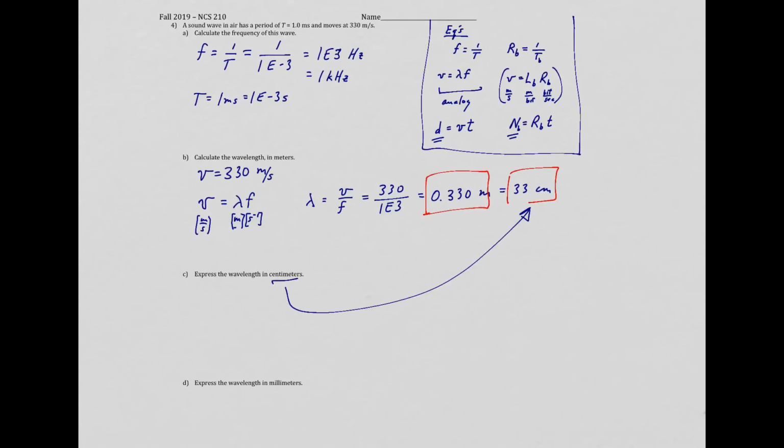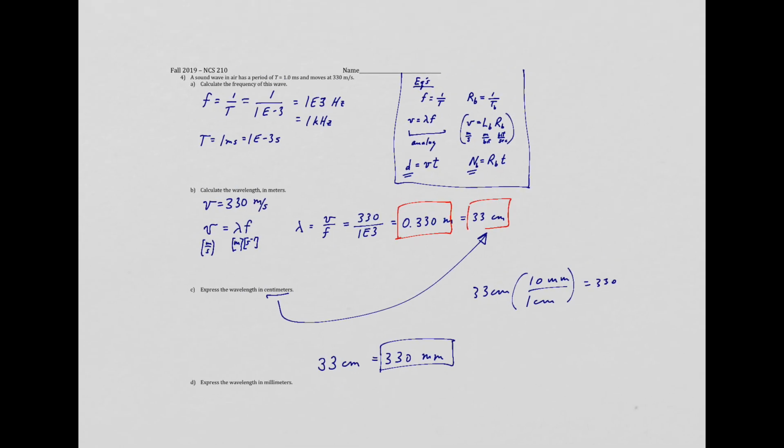Express the wavelength in millimeters. So 33 centimeters is 330 millimeters, I believe. A millimeter is 1,000th of a meter, and here is a meter written with 3 decimal places. So 330 millimeters. 33 centimeters times 1 centimeter is 10 millimeters, 330. Right. And I think that does it.